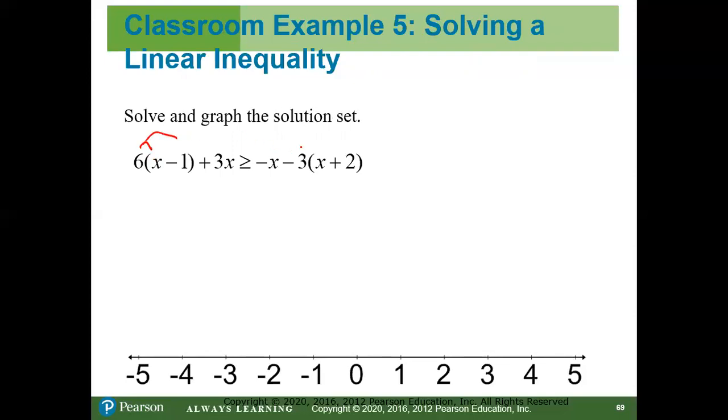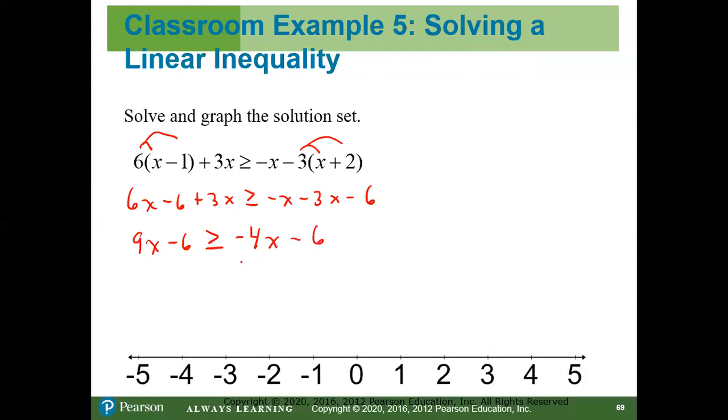So here we go. I will distribute, give me 6x minus 6 plus 3x is greater than or equal to -x minus 3x minus 6. So I've distributed everything that I needed to. I'm going to now combine like terms. So 6x plus 3x is 9x minus 6 is greater than or equal to -x minus 3x is going to be -4x minus 6.